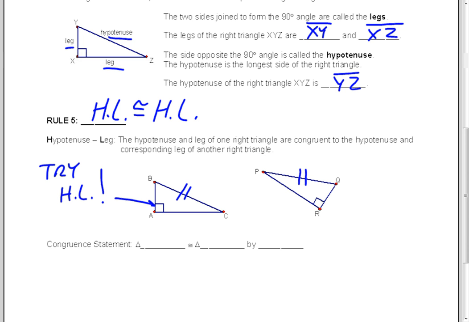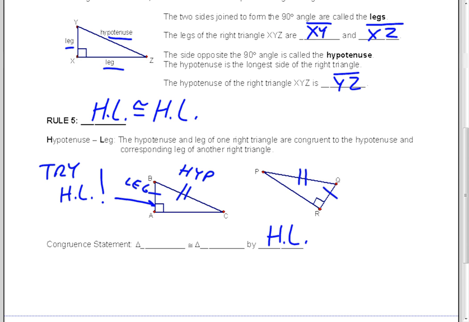Put slash marks here. That's the hypotenuse. So we have hypotenuses that are congruent. Then we have a leg congruent to a leg. If you see that setup, then you can use HL.